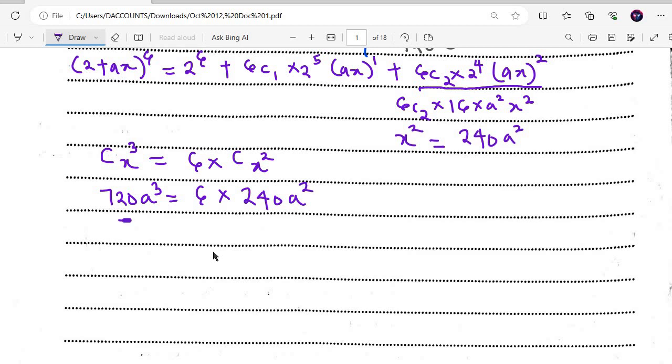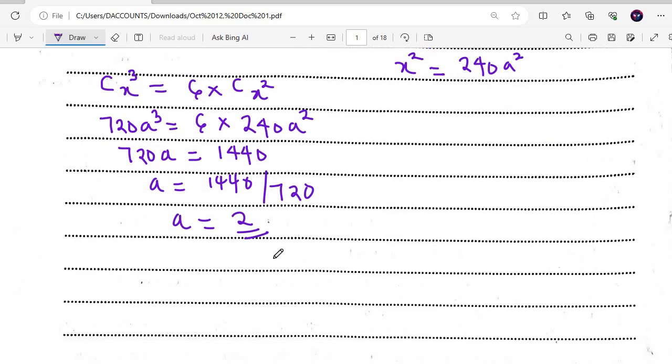Now from here, when you cancel the a, one a is left here. 6 times 240, we have 1440. So no more a on that side. And a is 1440 divided by 720. So the value of a is 2. That's it. Let's move to the next question.